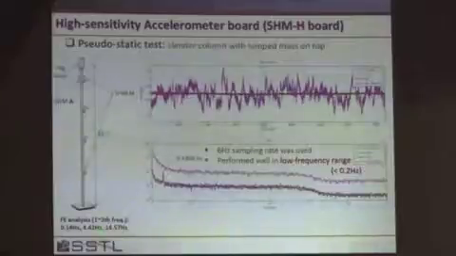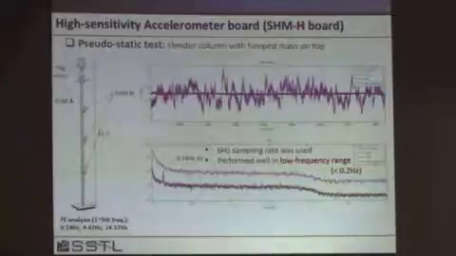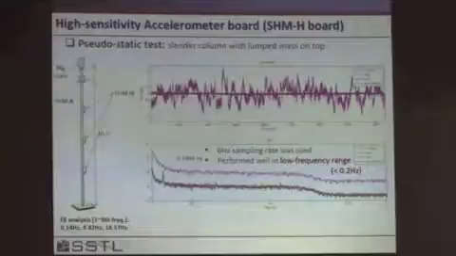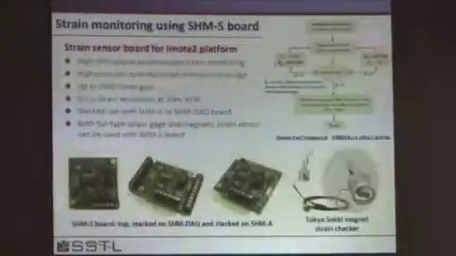What you see is that the high sensitivity accelerometers had much lower noise floor, and they were able to capture that low frequency behavior, whereas the original boards that we designed weren't able to. So why don't we just all use this high sensitivity accelerometer? It's because it costs about 2 to 3 times as much as the standard accelerometer. So one has to have a mix of these things.